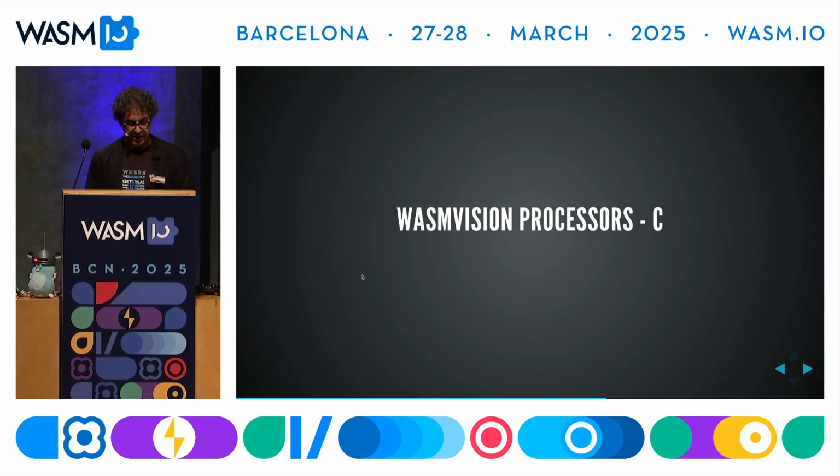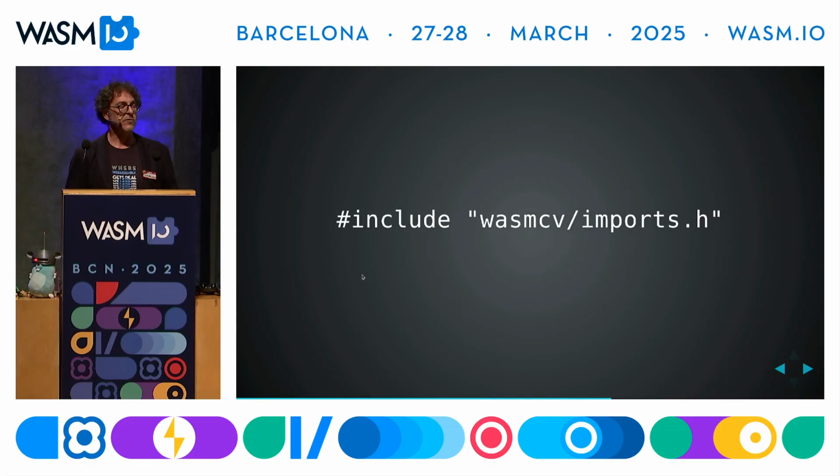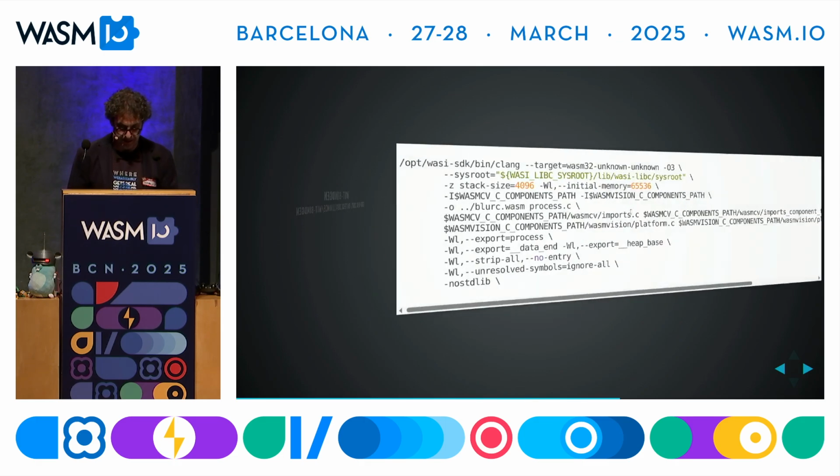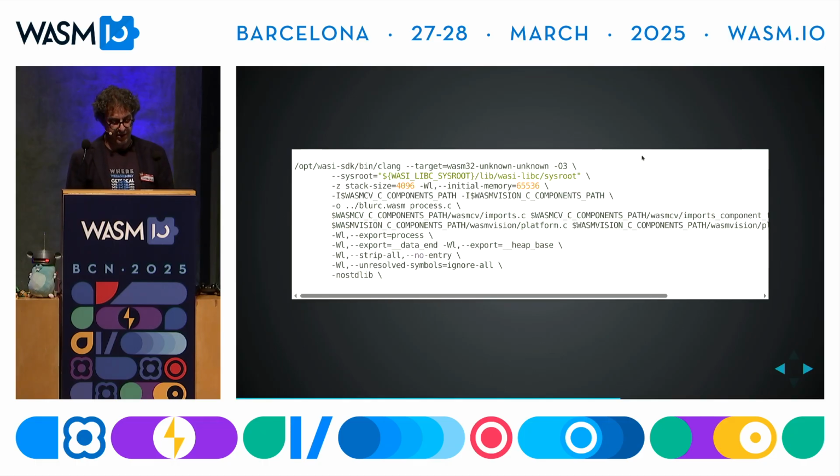And of course, C, the C programming language, venerable and respected. Who here has a copy of Kernighan and Ritchie's book? Yeah, that's usually about the correct number, quite a few people. So of course, in C, we include wasmCV imports.h. And we're using WIT BindGen to generate the C bindings. And it's very simply compiled, just using a command line, something like this. You know, C is so easy, right?